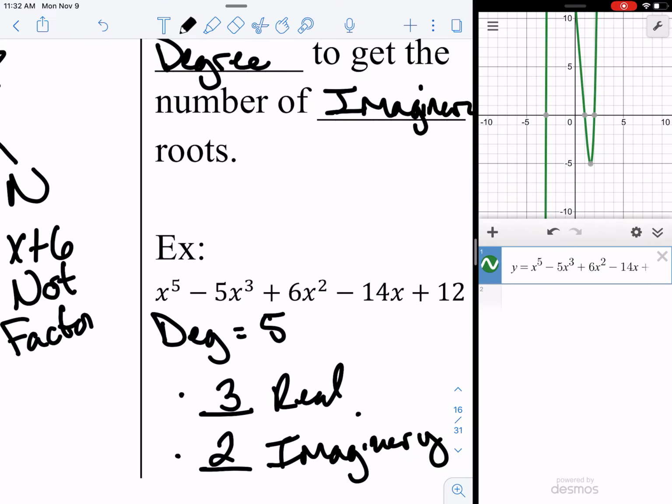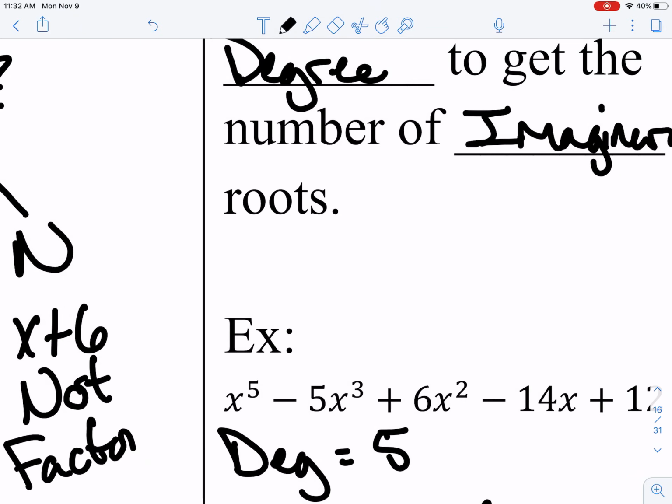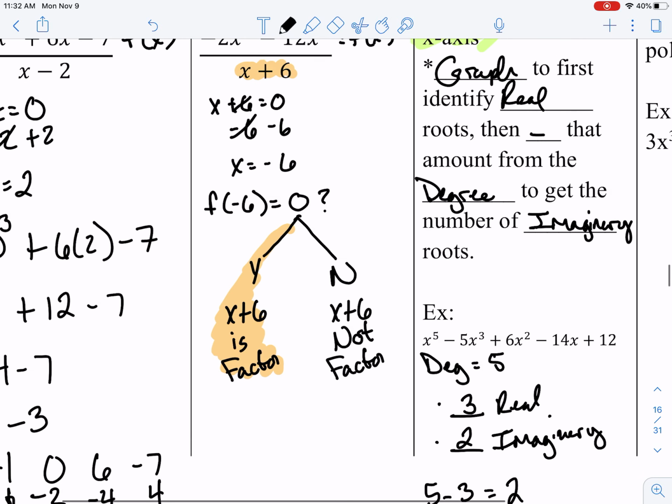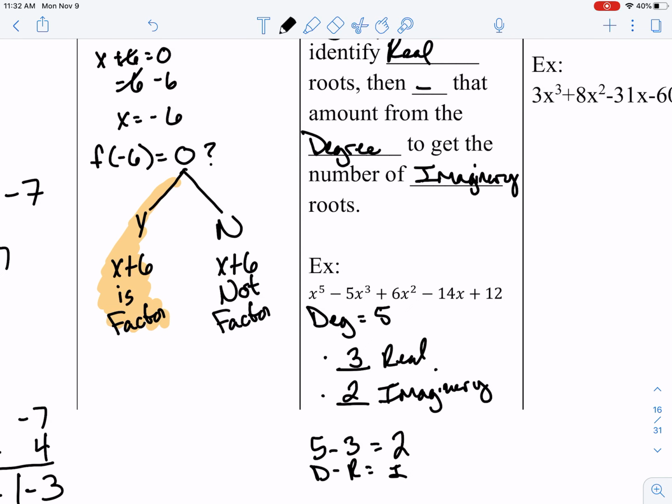So that's all we're going to do here. Okay, now you may need to zoom out a little bit to find zeros that aren't in view or aren't possibilities.